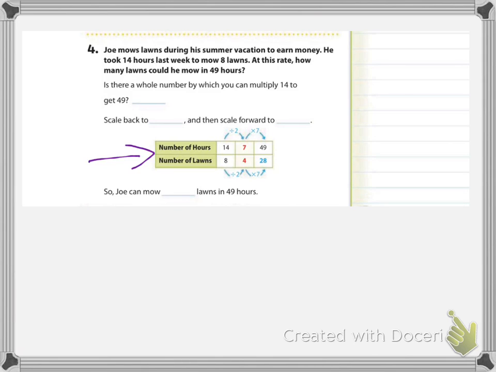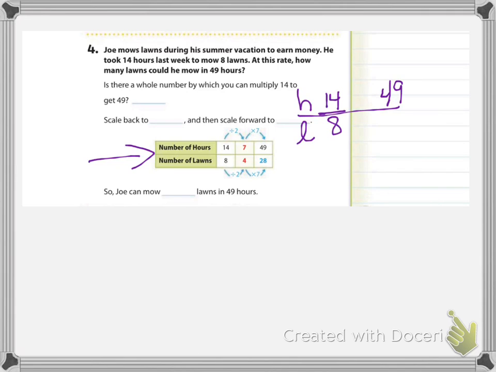But there's a series of questions you do want to ask yourself when you're doing this. So for instance, your rate or your ratio ends up being 14 over 8. So 14 representing the number of hours that he's mowing, and then 8 representing the number of lawns that he's mowing. Well, it's then saying how many lawns can he do in 48 hours, or 49 hours.